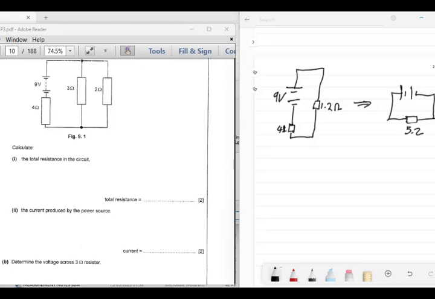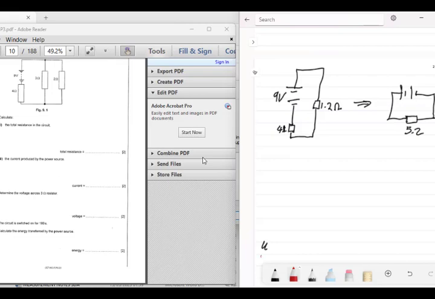The first thing that we need to do really here is, so this paper is for triple science for last year, 2022. So the total current, let me write, IT is equal to 1.7307, right? So this is the total current.